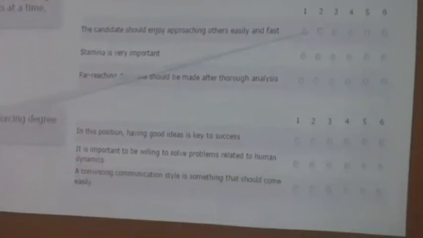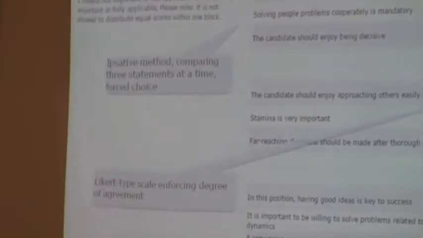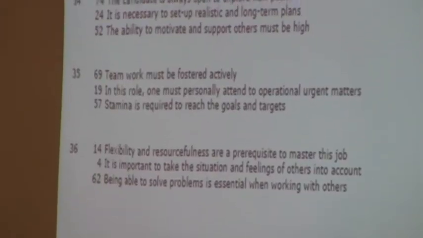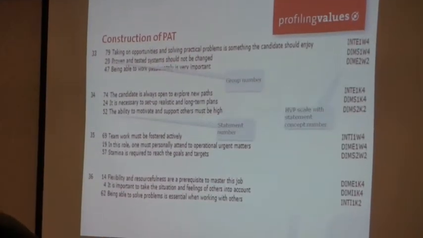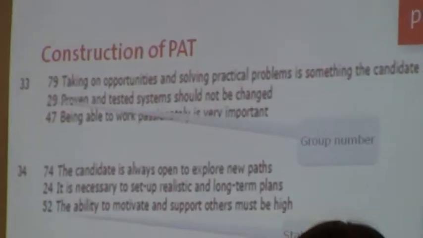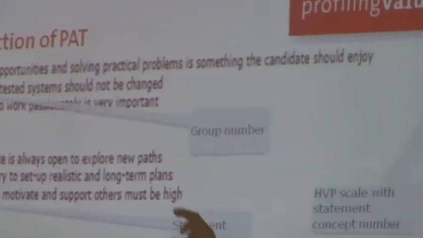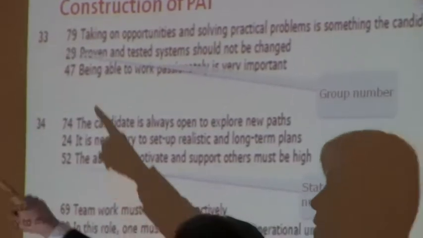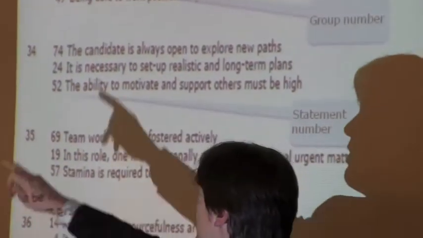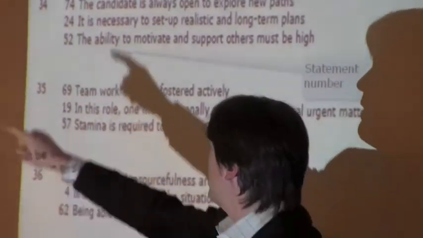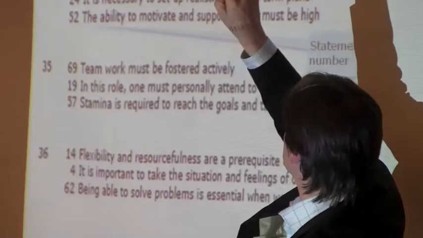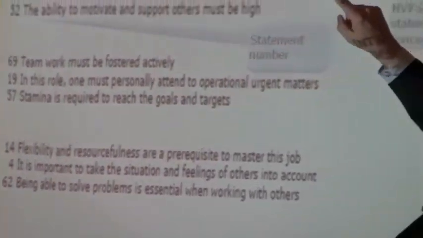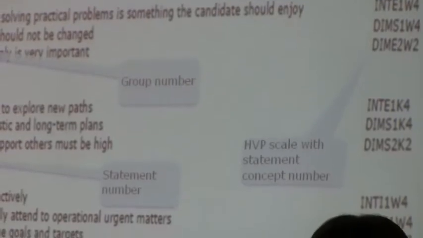So from the construction, or from the design, it's a combination of the ipsative method and the Likert-type scale method, a traditional psychometric method. How is it working? Or how did I do it? There are altogether 40 groups of these 3. Here you see the group number, then the statement number, then the statement, and at the very right, the scale to which the statement belongs.